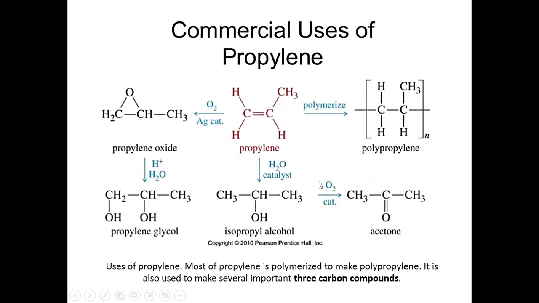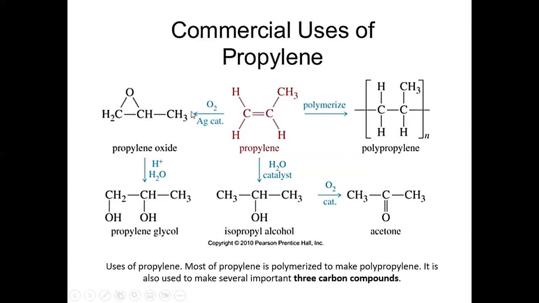So next is propylene, which has a methyl group on one of the carbons, so we call it propylene. This propylene is also an important intermediate in commercial products. On the right-hand side, if it undergoes polymerization, it will produce polypropylene. I'm sure you have heard of polypropylene, the plastic that we use.